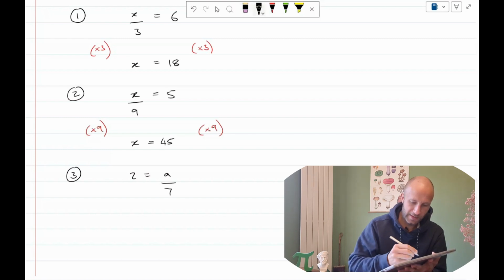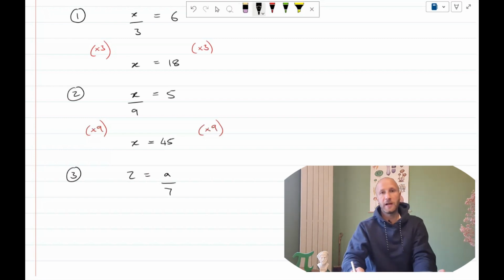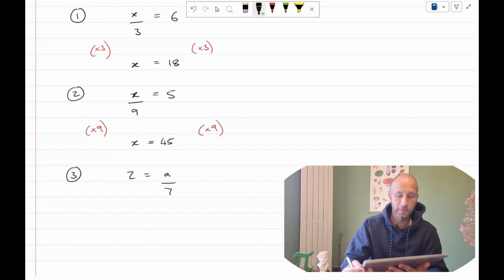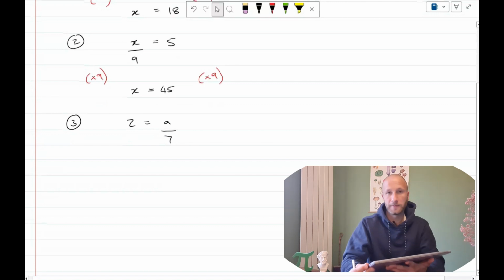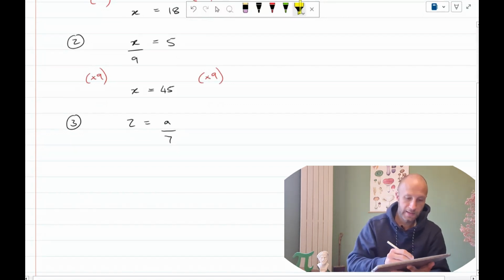People get confused when you change the letter. People get confused when you change the side. There should be no reason to let this worry you. We're still just focusing on where the unknown is. The letter is the unknown, the thing I don't know the value of yet, which is the a. The term that's in is a over 7.